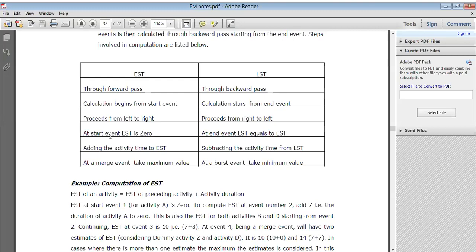Got it? So that is most important, because it's a project and you follow the deadline. And for that deadline, you mention the time, you maintain the time, you follow the time management. That's why here we calculated earliest start time, latest start time. That's why time is important. So at the merge event, take the maximum value we required, and at a burst event take the minimum value, right?